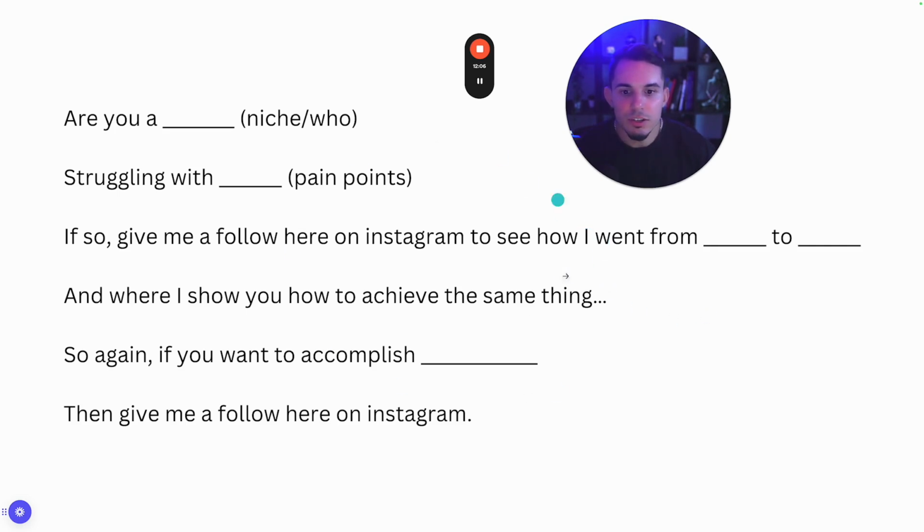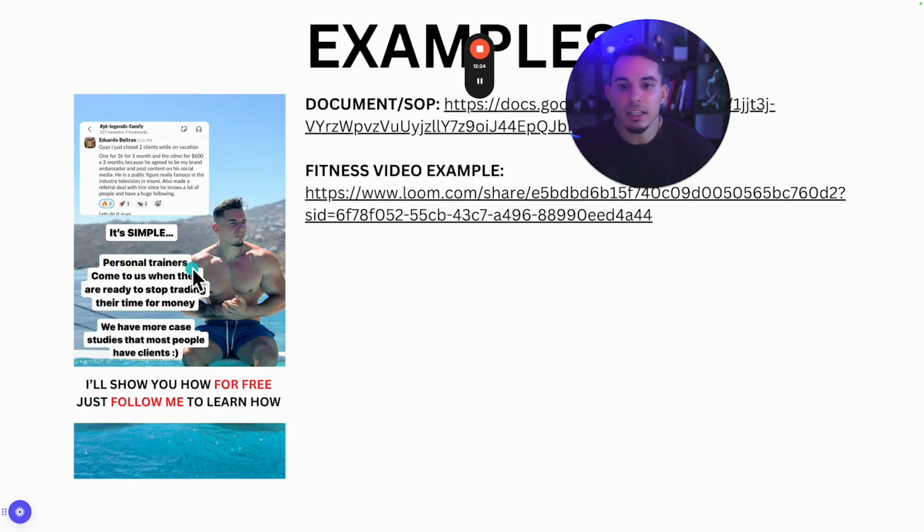Now, this is a script that you guys can screenshot. Are you a niche, struggling with pain points? If so, give me a follow here on Instagram to see how I went from blank to blank, where I show you how to achieve the same thing. So again, if you want to accomplish blank, then give me a follow here on Instagram. Our goal with this ad is just to get them to follow, just to get them at the top of the funnel, just to get them on our Instagram page, because we're going to use content, we're going to DM them, and we're going to use retargeting ads so that they can start getting nurtured and get closer to becoming a buyer.